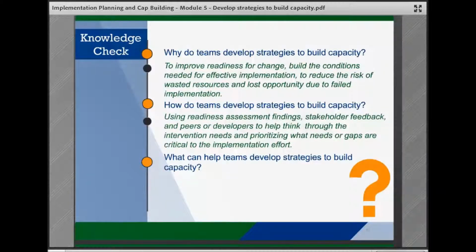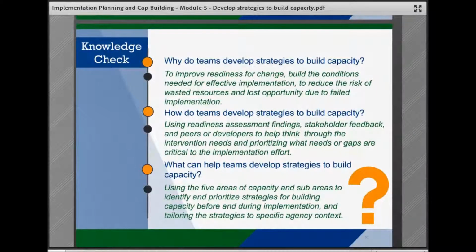What can help teams develop strategies to build capacity? Using the 5 areas of capacity and sub-areas to identify and prioritize strategies for building capacity before and during implementation, and tailoring the strategies to specific agency context. Now take this a step further by reviewing the reflection questions for develop strategies to build capacity in your implementation planning and capacity building workbook to connect what you've learned to your own experience.